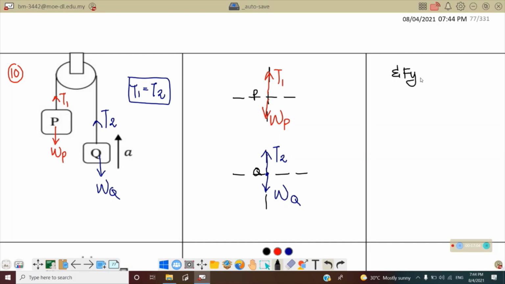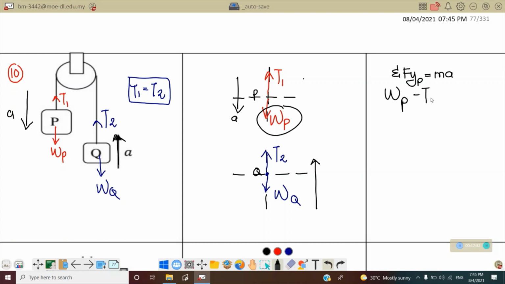Fy for P is equal to MA and it's not equal to 0. You see the motion here, the arrow is pointing upward. Of course, when this one goes upward, P will go downward. So the motion for P is moving downward. The motion for Q is moving upward. So for P, the motion is downward, meaning that our weight for P is greater than tension. So weight minus T equals MA. Okay, so this is the first equation.